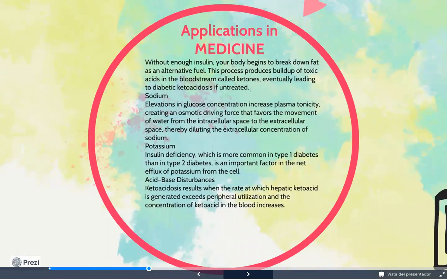Applications in medicine. Without enough insulin, your body begins to break down fat as an alternative fuel. This process produces a buildup of toxic acids in the bloodstream called ketones, eventually leading to diabetic ketoacidosis if untreated.